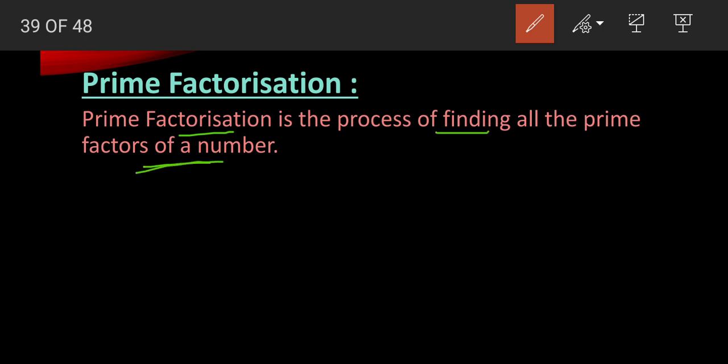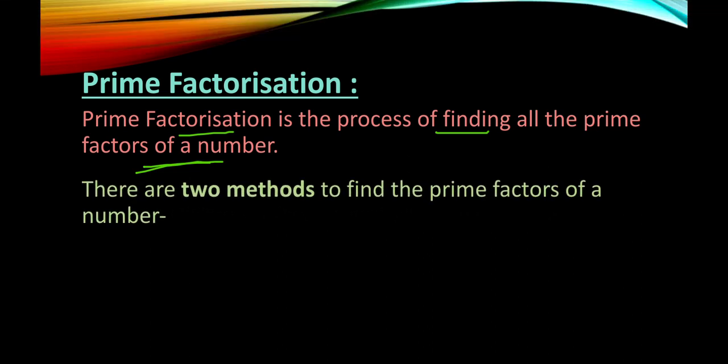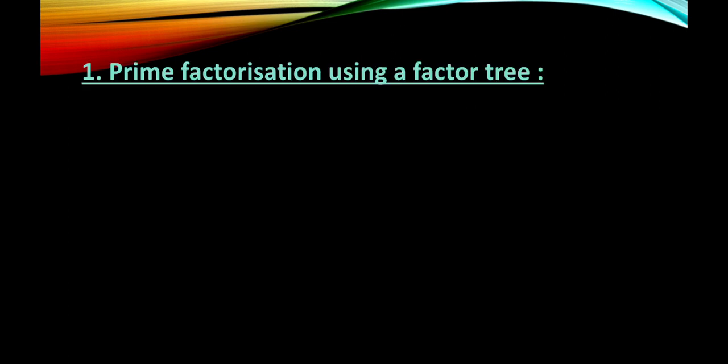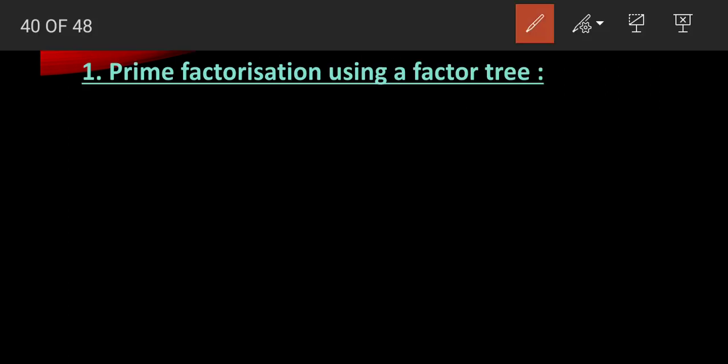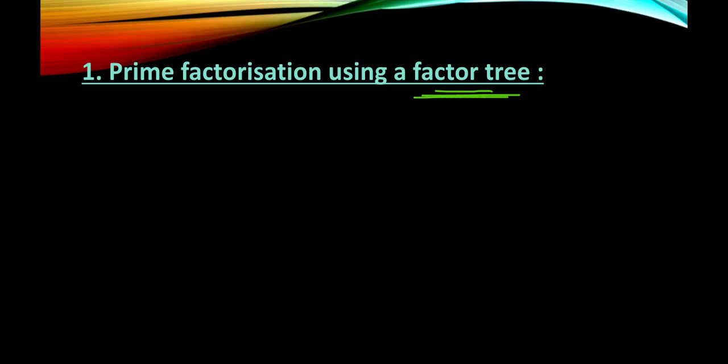It is the process of finding the prime factors of a number, or we can say that if we are writing any number as the multiplication of prime numbers, then that is the prime factorization. There are two methods of finding the prime factors of a number. The first one is prime factorization by using the factor tree method.